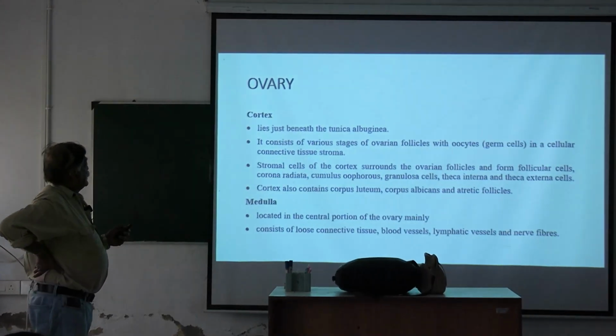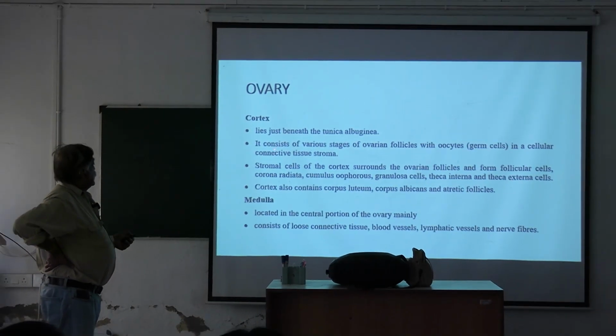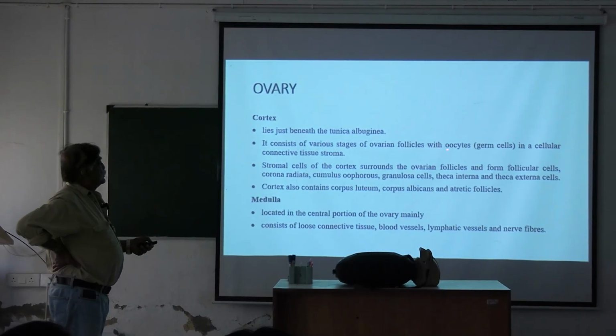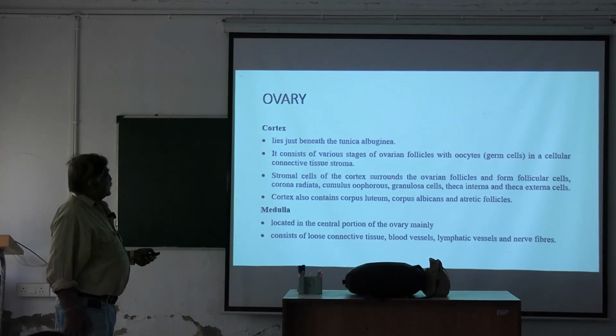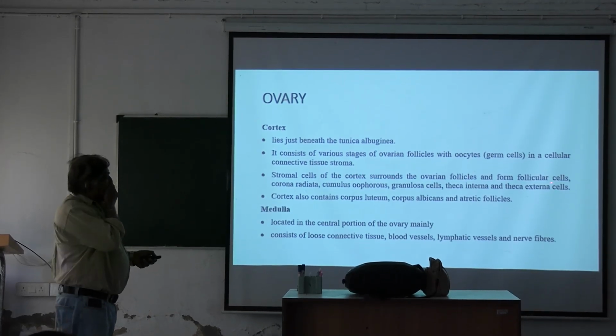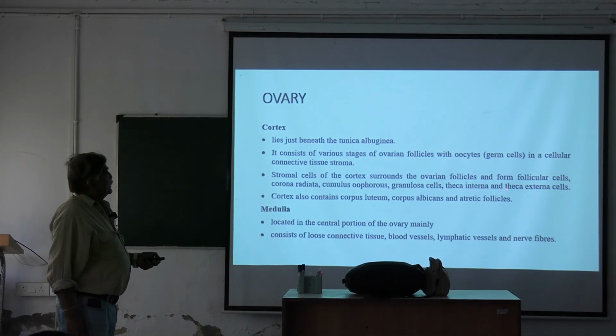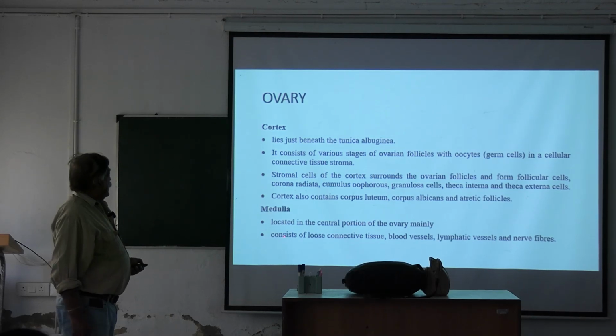Now, the cortex lies beneath the tunica albuginea. It consists of various stages of ovarian follicles with oocytes, the germ cells, in a cellular connective tissue stroma. Stromal cells of the cortex surround the ovarian follicles and form follicular cells, corona radiata, cumulus oophorus, granulosa cells, theca interna, and theca externa cells. The cortex also contains the corpus luteum, corpus albicans, and atretic follicles. The medulla, located in the central portion of the ovary, mainly consists of loose connective tissue, blood vessels, lymphatic vessels, and nerve fibers.